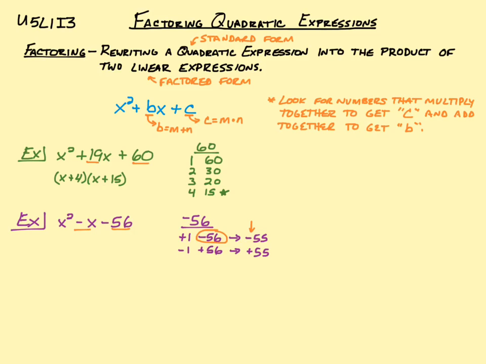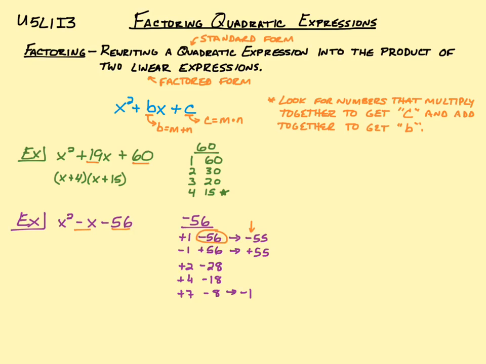So let's do that. Let's focus on that. So we could have positive 2 and negative 28. Well, that would give us a negative 26, too big. Positive 4 and negative 18. Okay, that's negative 14, still not there. Positive 7 and negative 8. Aha! Okay, so that's going to give us a value of negative 1.